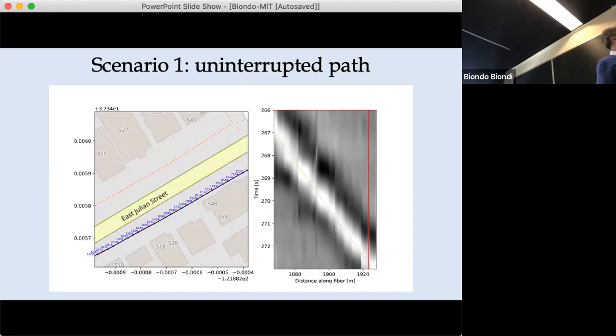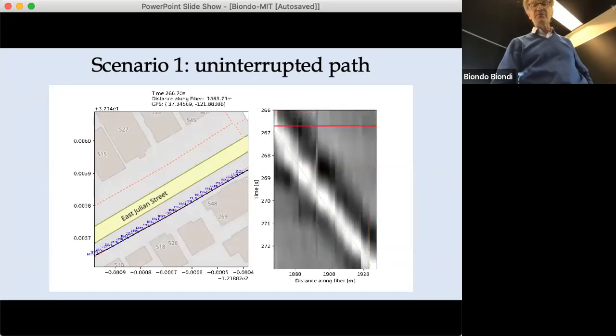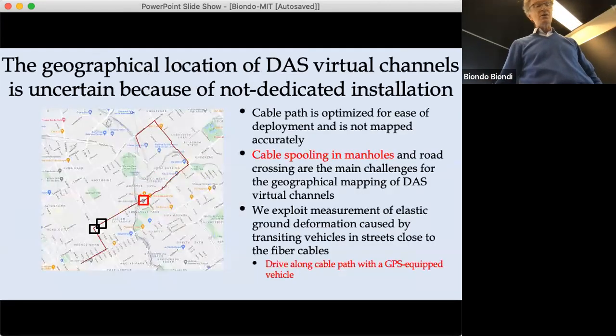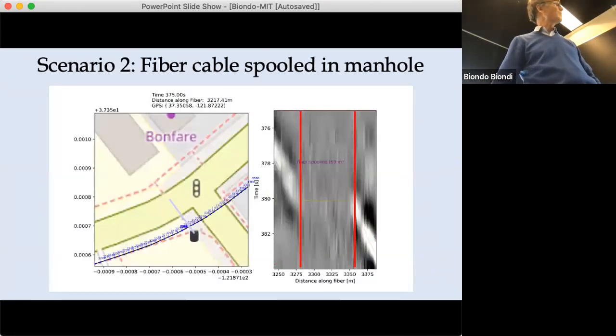And so that is what we call the quasi-static elastic deformation. As a car is on the road, it will slightly deform the surface. Since the fibers are really sensitive instruments to strain, you will see basically the signature of the car moving along the road, and that is a function of time and space. And so you can basically connect the two, and now you have a very high resolution mapping of the location of the fiber channel to a location, and also where it gets lost.